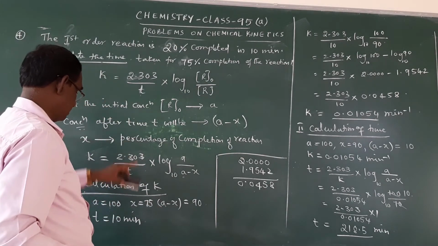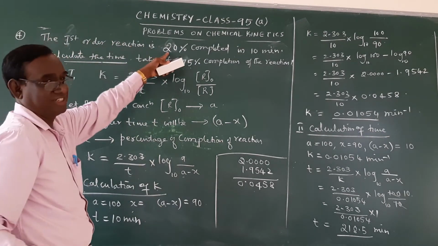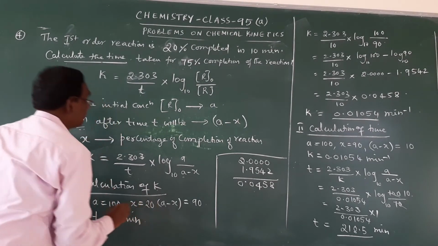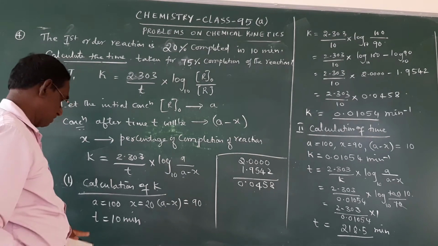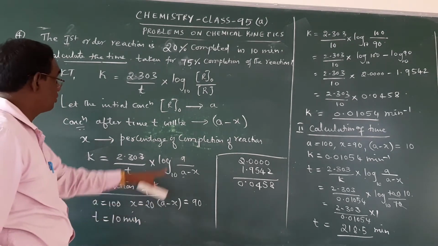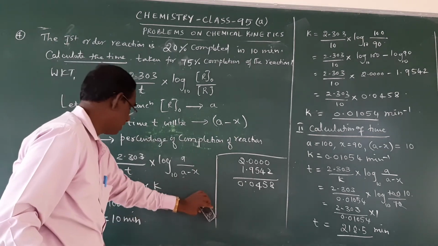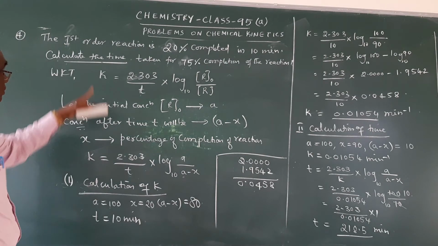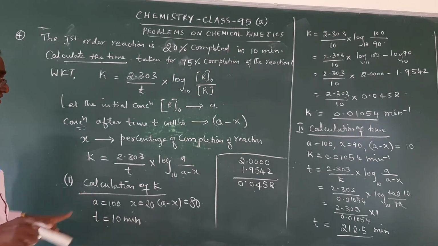Not, sorry. The first case is 20%. Sorry. So a is 100, x is equal to 20. In the first case 20. That's all. Second case is 75. We'll come to that afterwards. Therefore, a is equal to 100, x is equal to 20. A minus x is equal to 100 minus 20, means what? 80. So t is equal to 10 minutes. As usual, 10 minutes. It is the same.